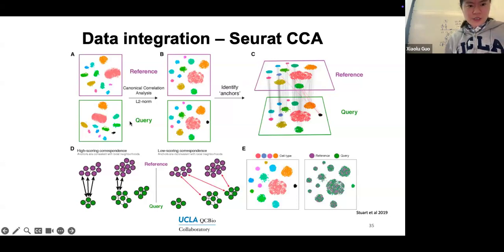And briefly explaining the principle, they find the gene expression correlation, and then based on the gene expression correlation metrics, they can transform one data to be more similar to another data. And in the transformed one, they can identify the anchor cells, which are the most similar in the gene expression. And then using those anchor cells, they can map all the other cells' distribution. And this will give us a pretty good data integration result.